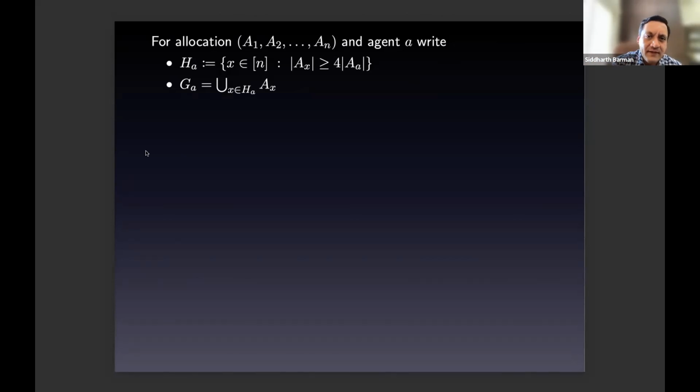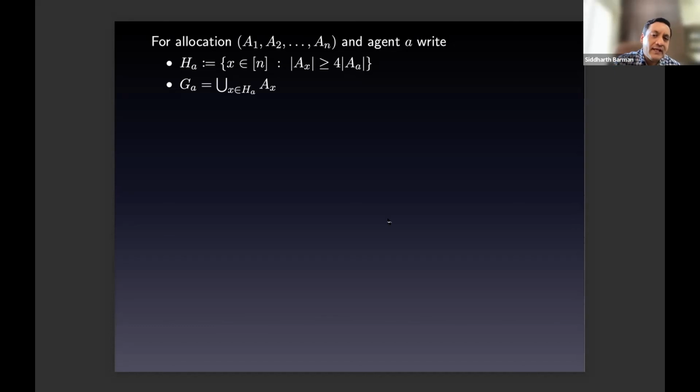And for that, let me define two things, right? So I start with any allocation. So this is a partition of the n goods. Now for every agent, I define two sets. Let's say H_A and G_A. H_A is a subset of agents. These are agents who are getting subsets of size 4 times more than A herself.